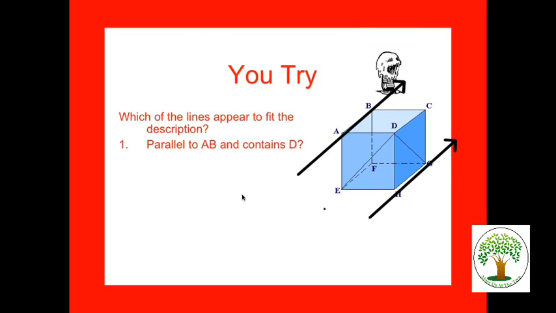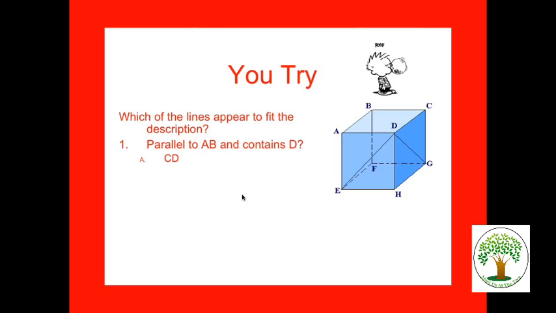But why are those not the answer? Because they don't contain D. Which one does contain D? DC. DC, that is correct. There we go. I called it CD, but if you call it DC, that would be fine. Notice mine are in alphabetical order. That doesn't make mine right, but that is generally the way they do it.